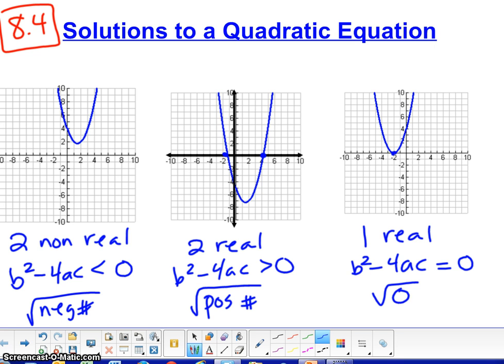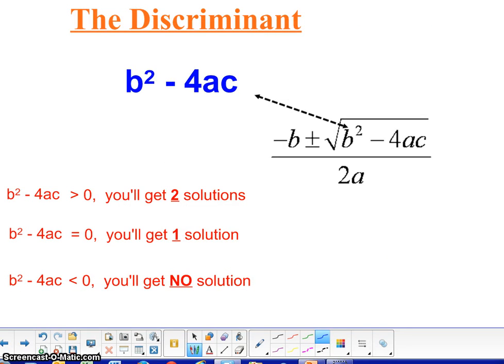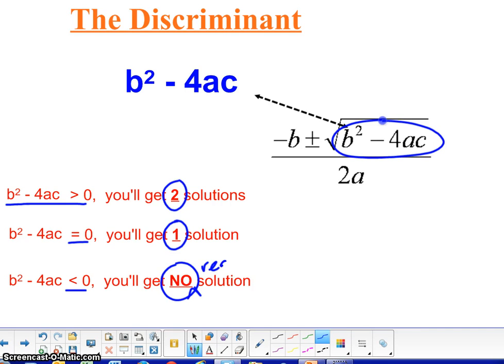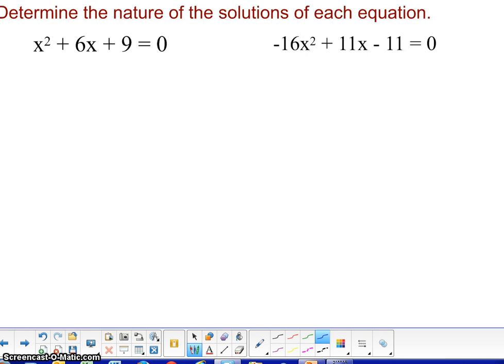So let's apply that to the discriminant. B squared minus 4ac is the discriminant. That right there determines what solutions you're going to get. Just to reemphasize, if b squared minus 4ac is greater than 0, you get two solutions. If it's equal to 0, you get one. And if it's less than 0, there are no real solutions. They're all going to be imaginary, or complex.